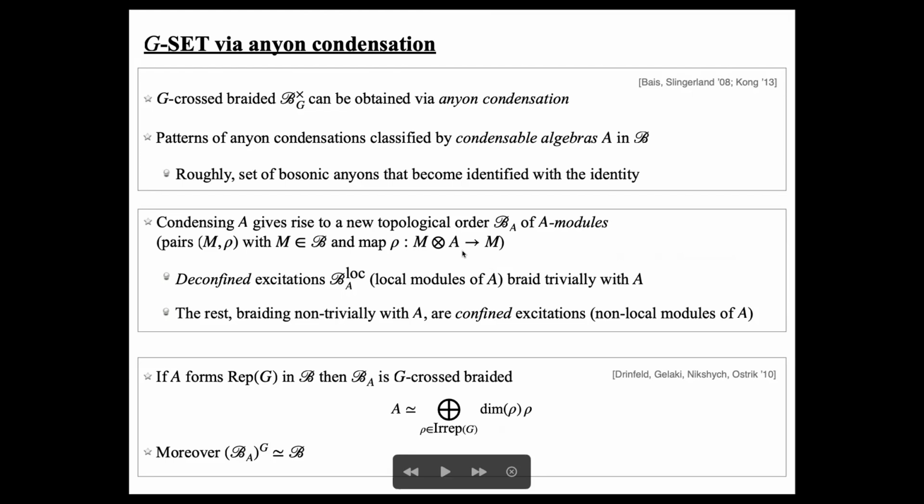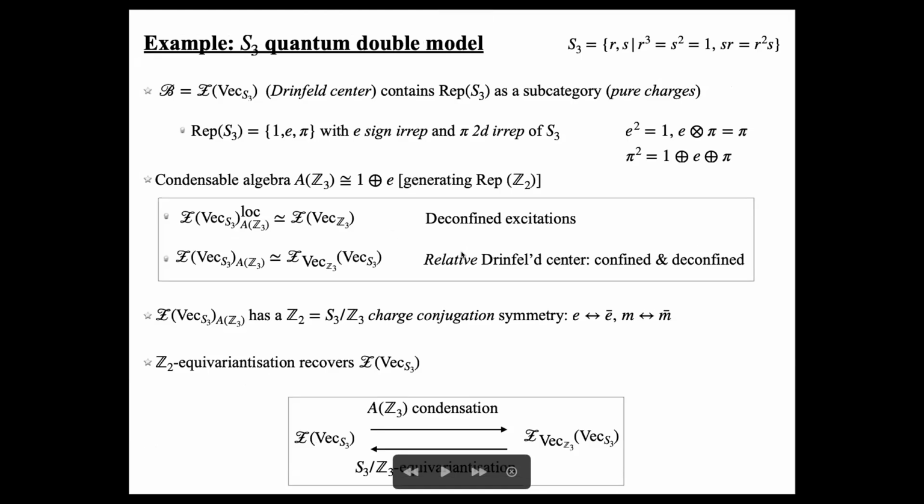And moreover, you can show that once you do G-equivariantization in this theory after condensation, you go back to the original topological order you started with. So let's do an example, which I will follow from the top.